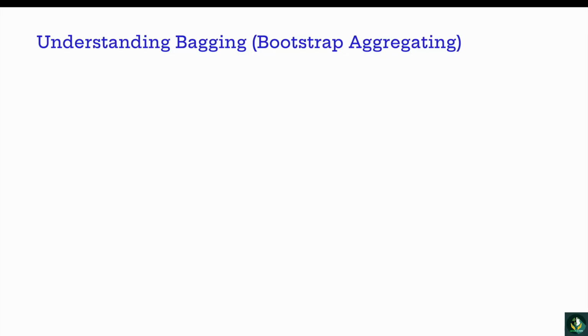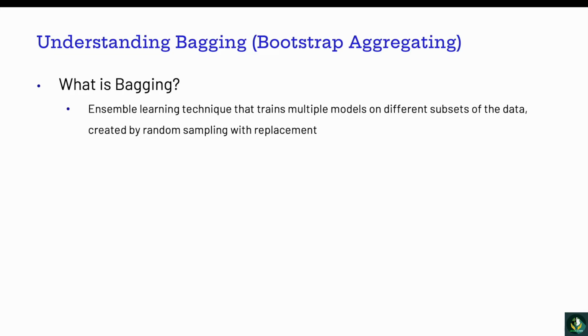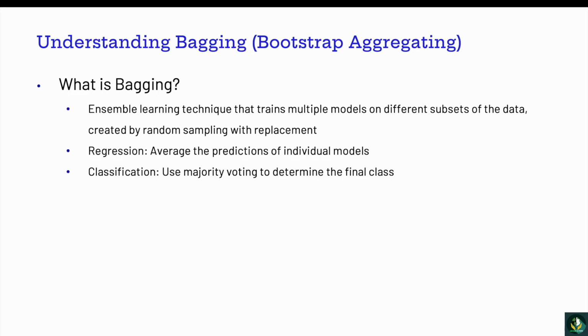Day 2, bagging and random forest. So, first, let's try to understand bagging, which is also called bootstrap aggregating. Now, what is bagging? Bagging, or bootstrap aggregating, is an ensemble learning technique that trains multiple models on different subsets of the data created by random sampling with replacement, also called bootstrapping. The predictions of these models are then aggregated to make a final prediction using either regression, which is the average of the predictions of individual models, or classification, where we use majority voting to determine the final class, which we have done earlier this week.